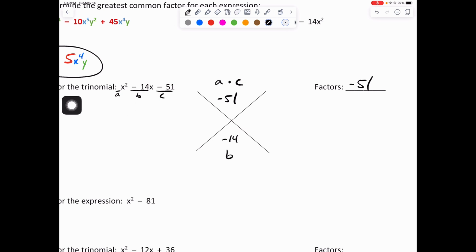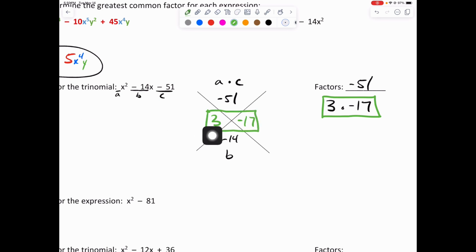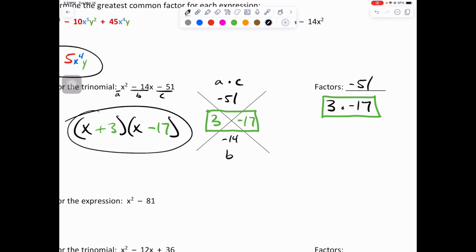All right, so I know a 2 doesn't work. We're already not using 1 and negative 51. Let's jump to 3 times negative 17. Oh my goodness, is that a winner? Yes, it is. We will write that as 3 and negative 17. I'll put that in the box. Reason being, we know when multiplied, it gets us to negative 51. But 3 minus 17 also gets us to, yes, negative 14. So then when we write our answer out, it will simply be x plus 3 and x minus 17. Go ahead and circle your answer.